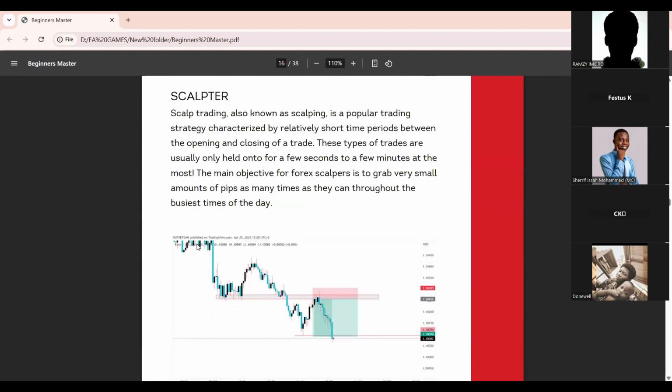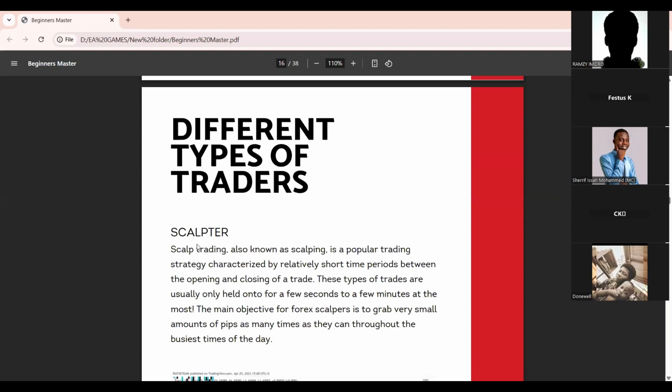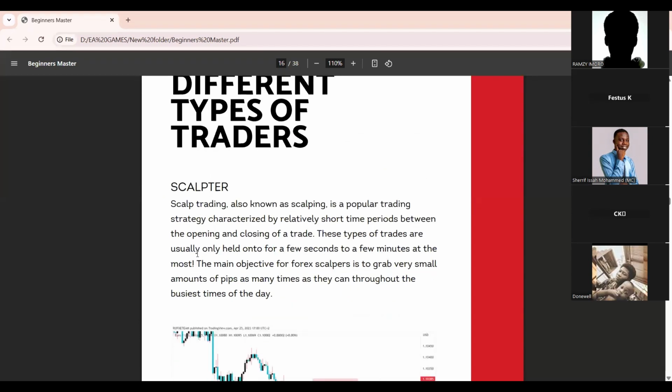So this is what we call a fundamental trader. And I've explained scalpers: they go into trades for a short period of time.